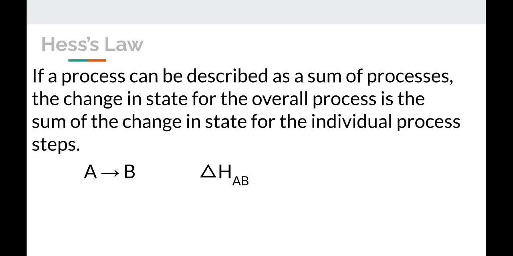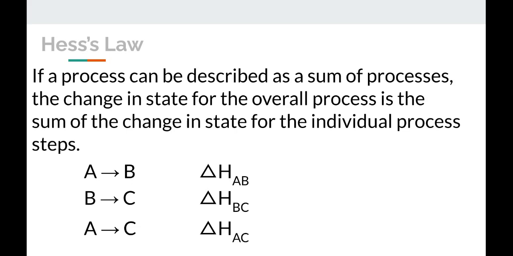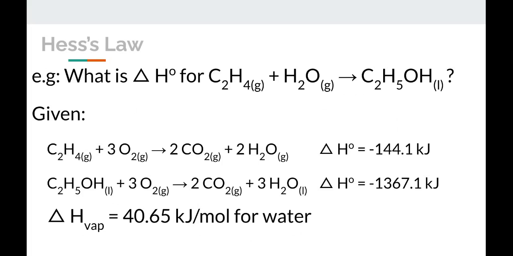So for example, if you have a process where A becomes B, and the delta H for that process, let's call that delta H_AB, and then you have another process where B becomes C, and that has a delta H associated with it, if you could add those together, you would have A directly becoming C. And delta H for that process, that's going to be the sum of the delta H's for the 2 steps that we added together to make that final A becomes C. That's Hess's law. Let's do an example. Let's take this to a place where there's more space to work and work this out.